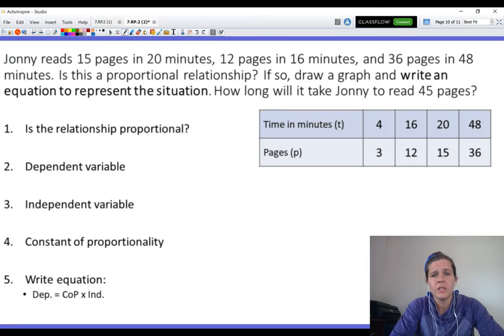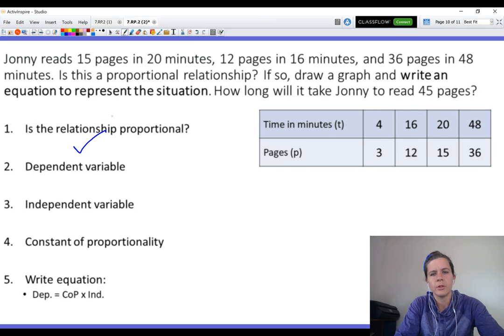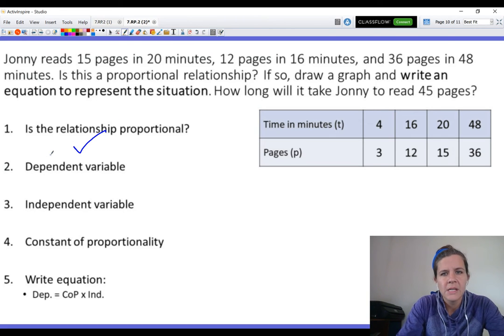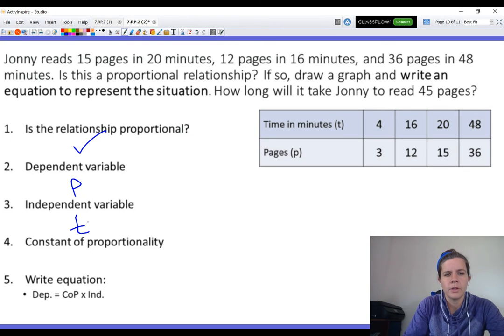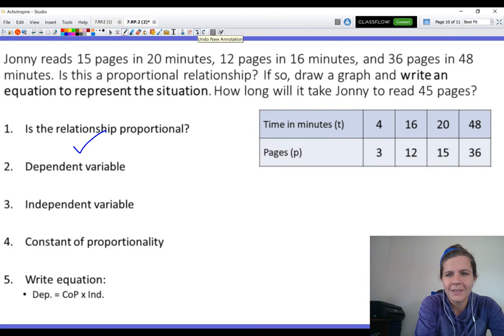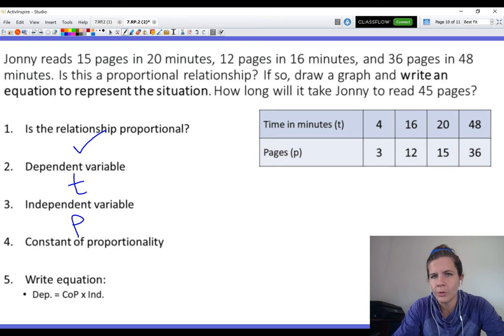Okay, let's write an equation. Is the relationship proportional? We said yes. The dependent variable, remember we said it's on the bottom of the graph, the x-axis, and we put p there, and t would be the independent variable. I'm sorry, I did those backwards. I didn't read the question, I just assumed. So here we have our dependent variable is going to be time, and our independent variable is pages. I think that's what I said, I just wrote them in the wrong spot.